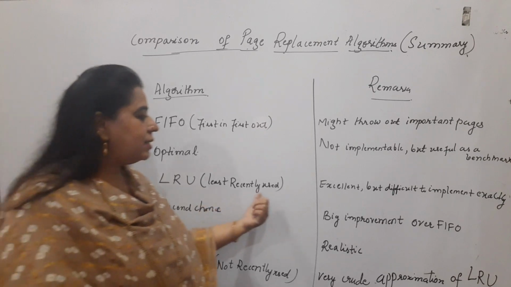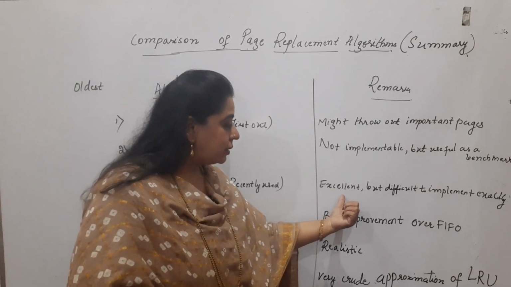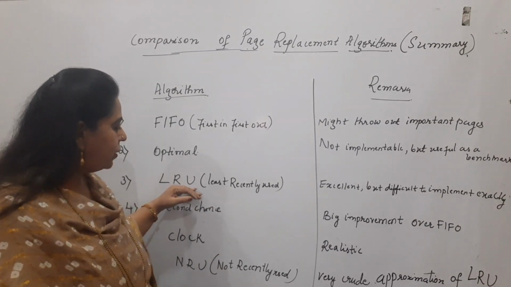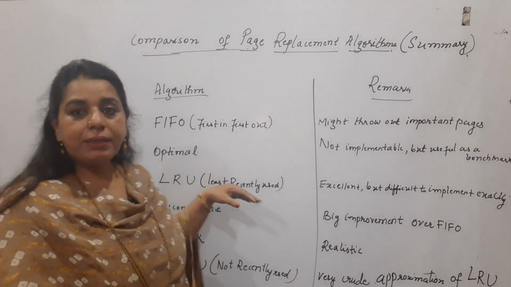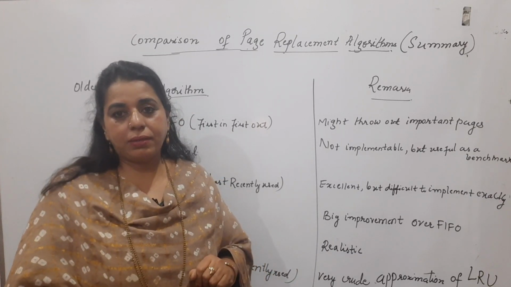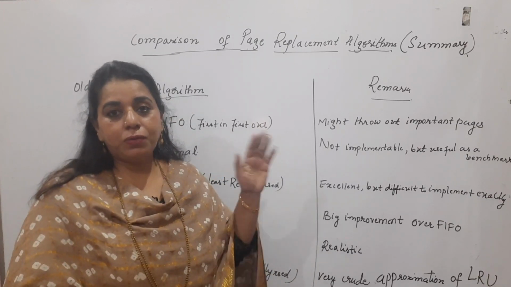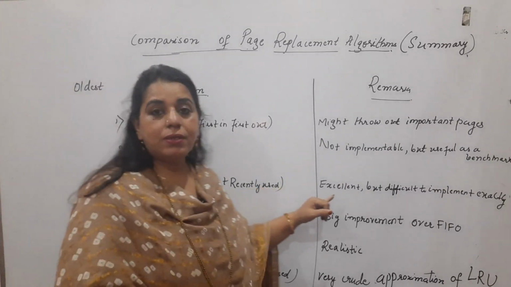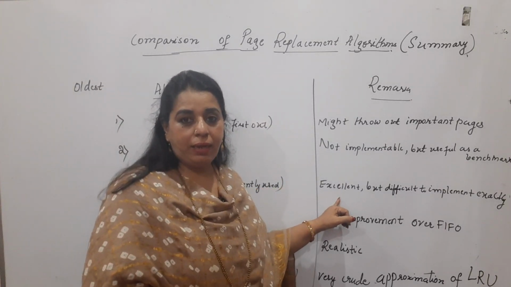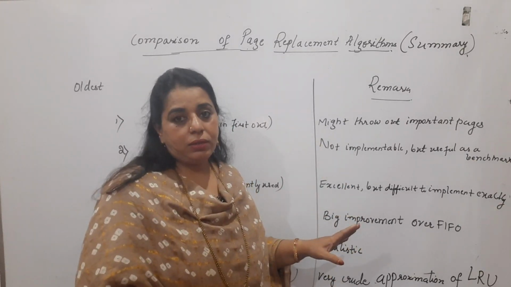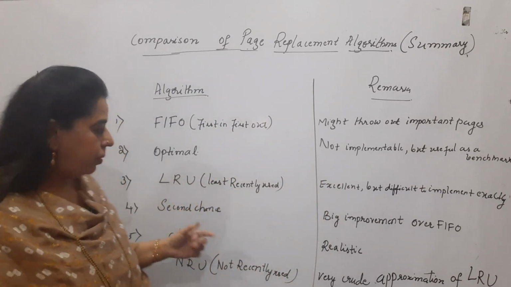LRU is least recently used. Excellent but difficult to implement. Exactly, because in LRU you are replacing a page which was used long back in the past. So a page that was used long ago will be replaced in this algorithm. This is also very difficult to implement exactly, because to implement this a hardware is required. If the hardware is not available, then it is not possible to implement at all.